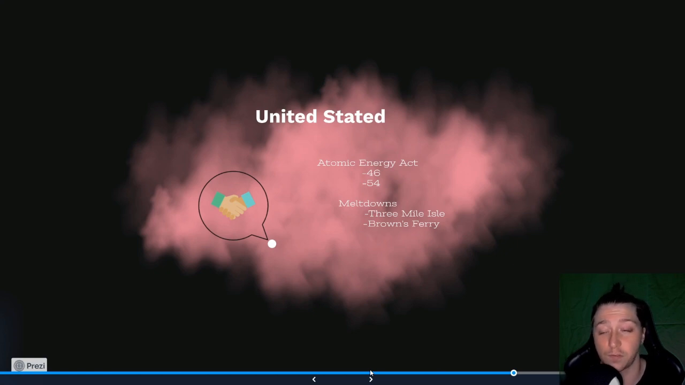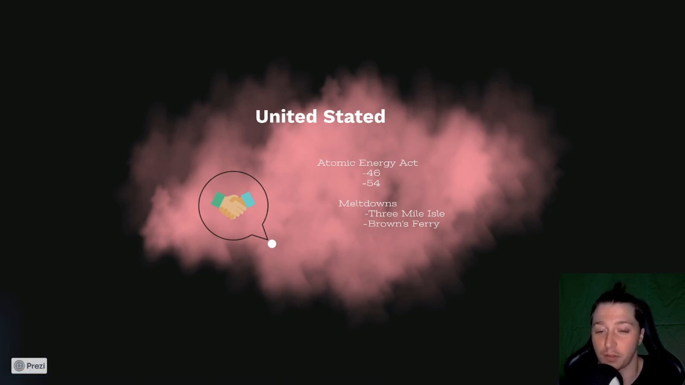And then in 54, they took a step back and they stated that the U.S. could produce nuclear weapons commercially for the protection of the civilization and the safety of the civilization. I feel like that's a little backwards, but I mean, to each their own. They might have felt threatened and didn't know what else to do. And this act also in 54 came with changes to some legislation regarding insurance.